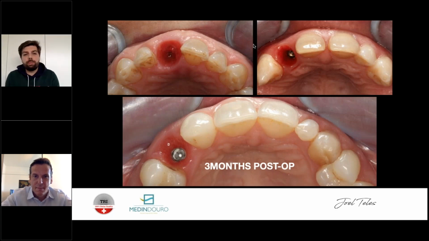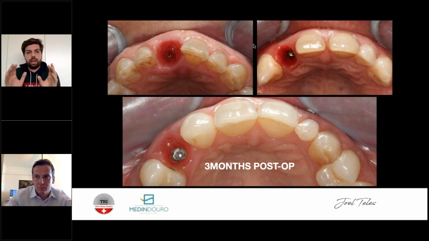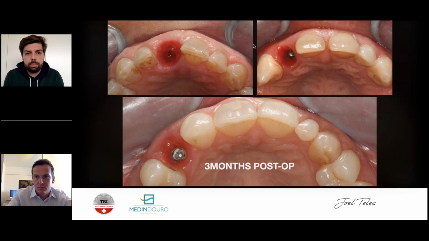So after 3 months normally, and again, it does not always have to be 3 months, but mainly 3 to 4 months, this is the type of results that you can expect. So your biotype around your implant is very good. The amount of tissue you have is also very good. The papillas are in place. Everything is ready for the final restoration. So you don't want to mess this up.